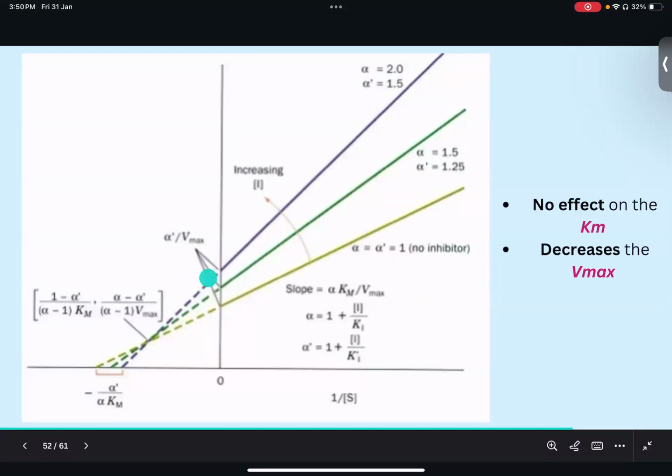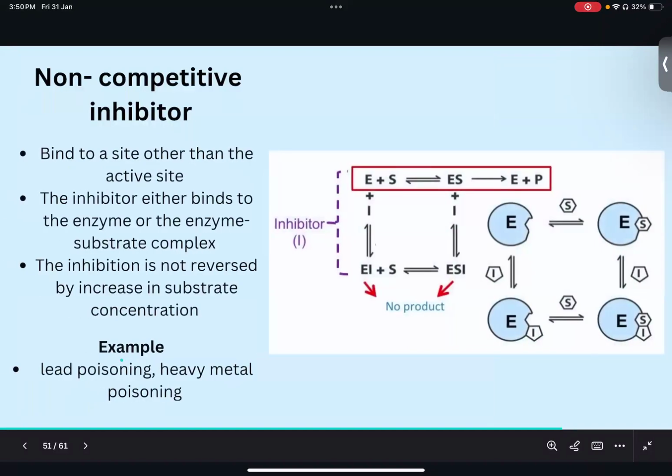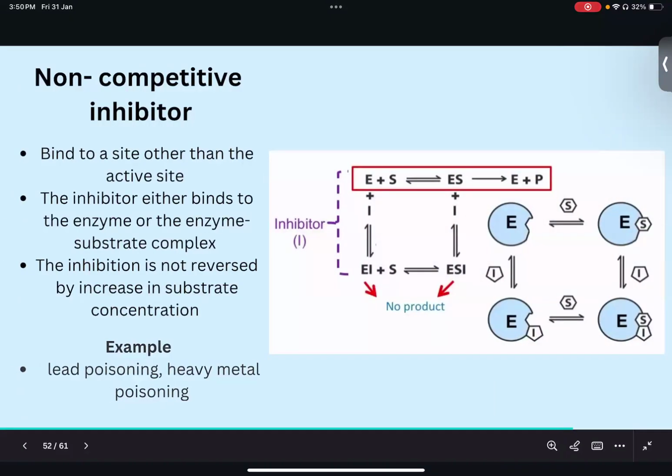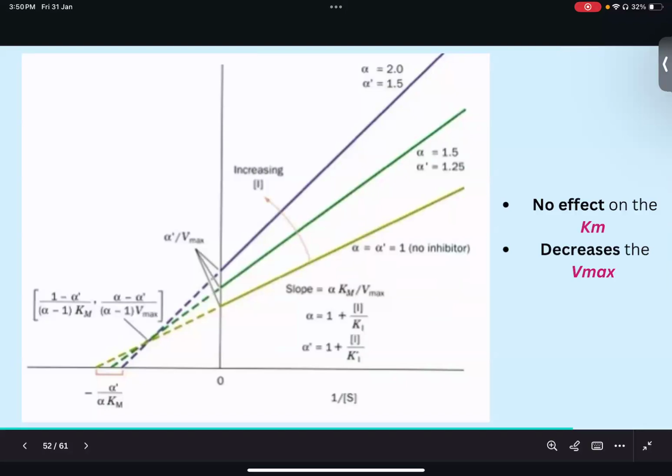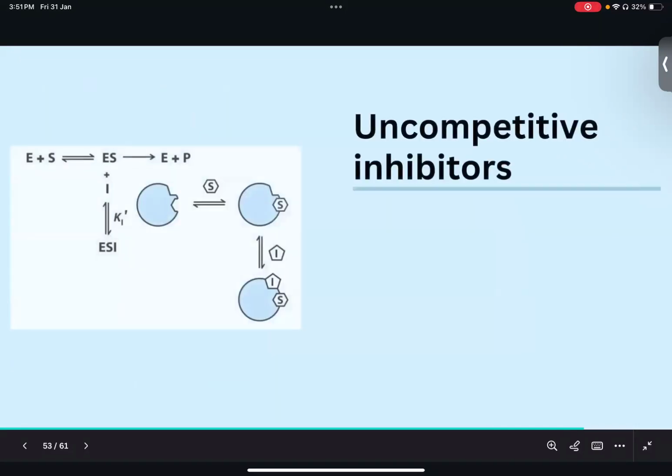You can see it's decreasing, it's changing, but the Km is the same. It's not 100% the same, but it's similar. There's no significant change. So you have to know that a non-competitive inhibitor binds to the enzyme and the enzyme-substrate complex, and there will be no effect on Km, but the Vmax will decrease.